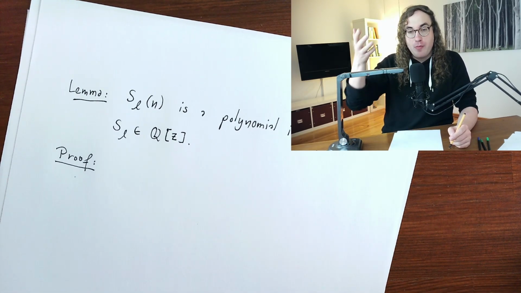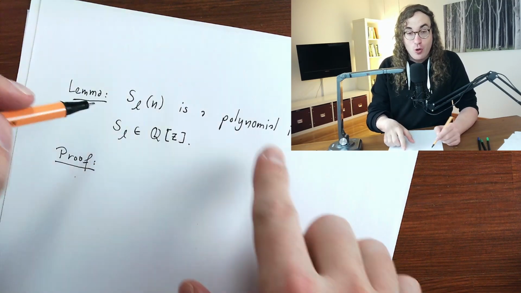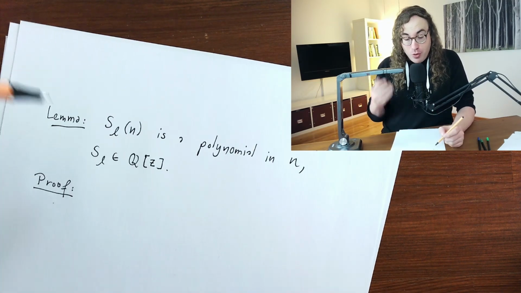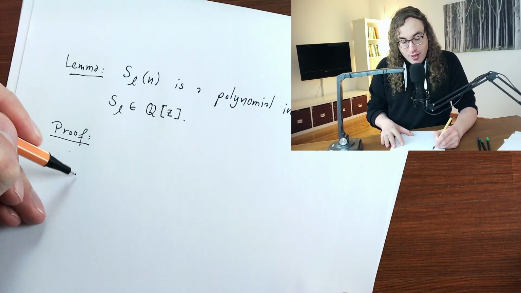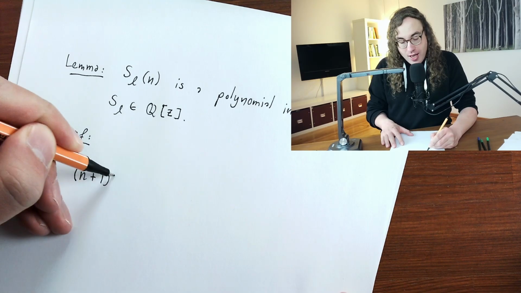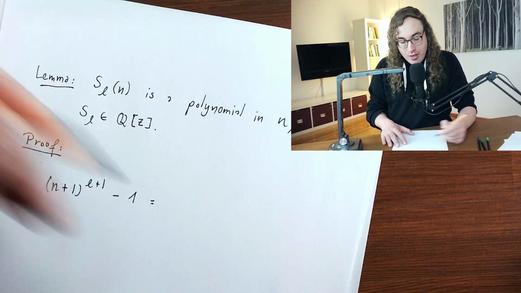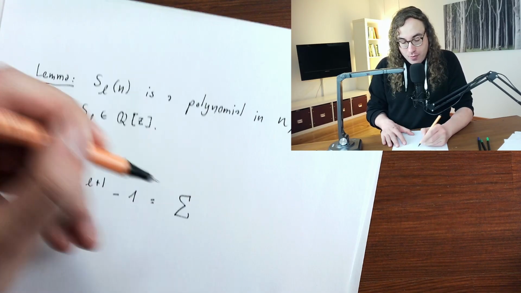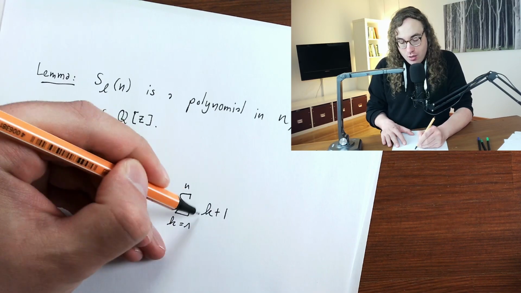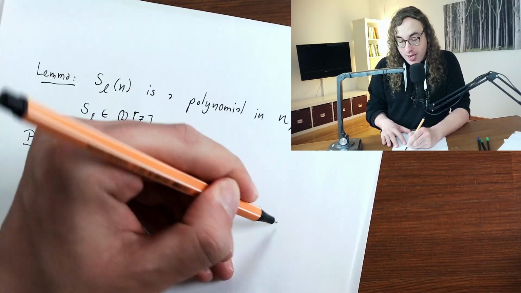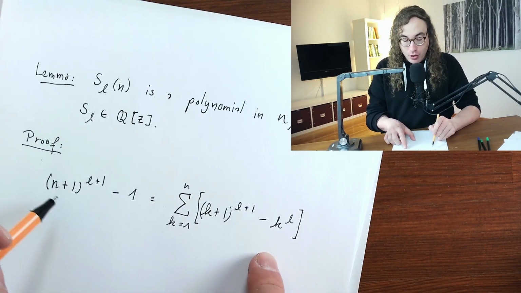I just wanted to move it further back so that we don't get the wrong impression that we would have to know what polynomial it is. We just need the polynomial property for the previous part of the proof. So the proof is as follows. I'll just write n plus 1 to the l plus 1 minus 1. And I just write this as a telescope sum. So I go from 1 till n of k plus 1 to the l plus 1 minus k to the l plus 1. Yeah, so this is a telescope sum. So why does this identity hold?